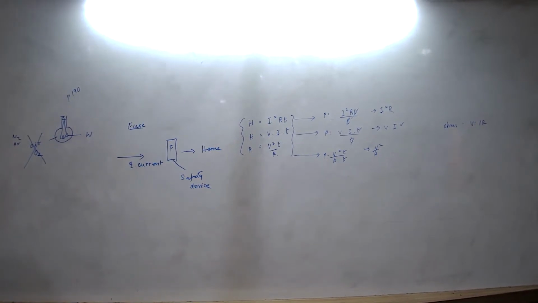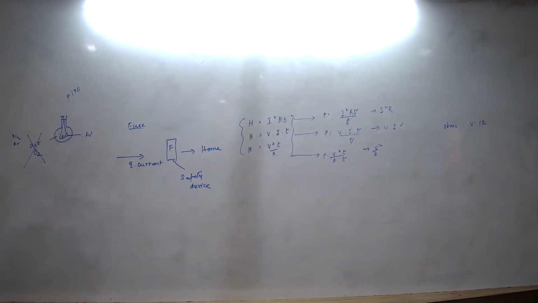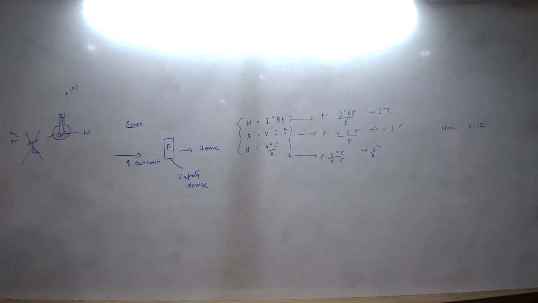And here we have got a very thin wire. Okay, it is made up of alloy or it is also made up of a metal. It has got a very low melting point. What is a low melting point? For tungsten, what will it be? High melting point. For fuse wire, it is a very low melting point.